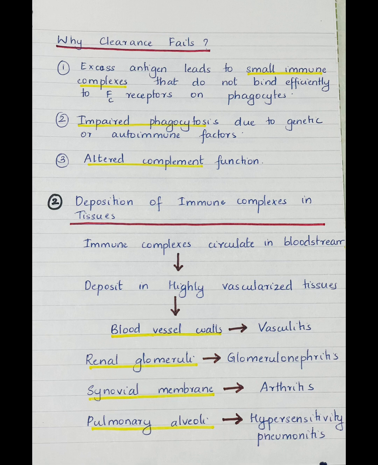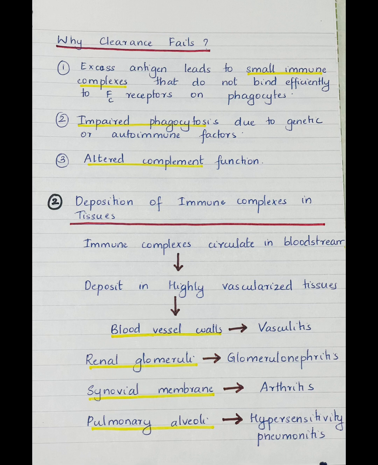But as we have already said, sometimes this clearance fails. This could be because of various reasons. Excess antigen can lead to small immune complexes that do not bind efficiently to Fc receptors on phagocytes. Another reason could be that the phagocytosis process gets impaired due to genetic or autoimmune factors. And the third reason can be because the complement function gets altered, preventing the immune complex elimination.